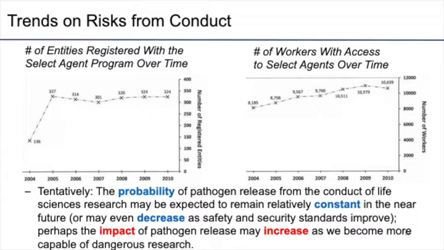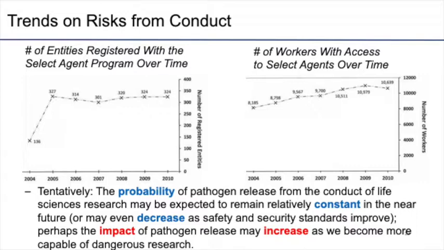Yeah, and the same with the workers. It seems to have leveled out towards these later years here. And so based on that data, I tentatively concluded that the probability of pathogen release from the conduct of life sciences research might be expected to remain relatively constant in the near future, or maybe even decrease as safety and security standards improve, as they have over the past few decades.